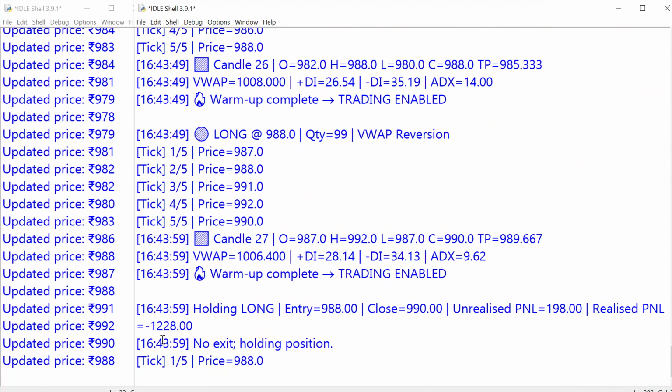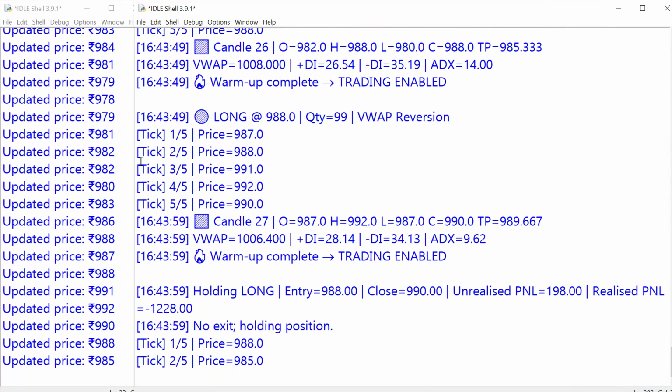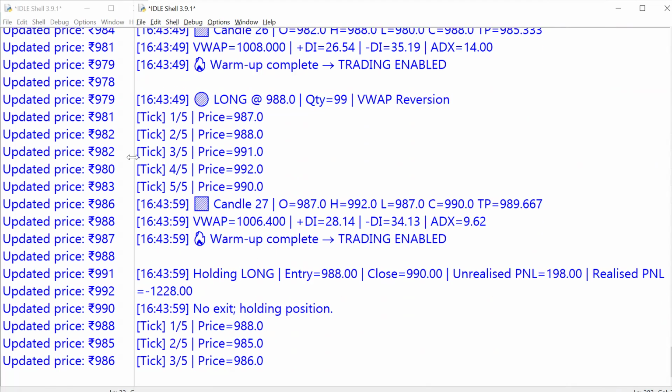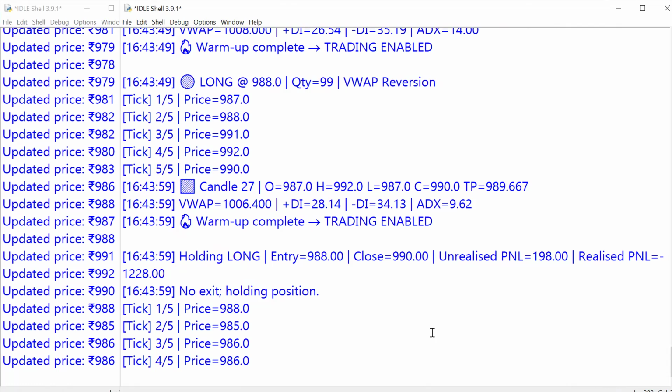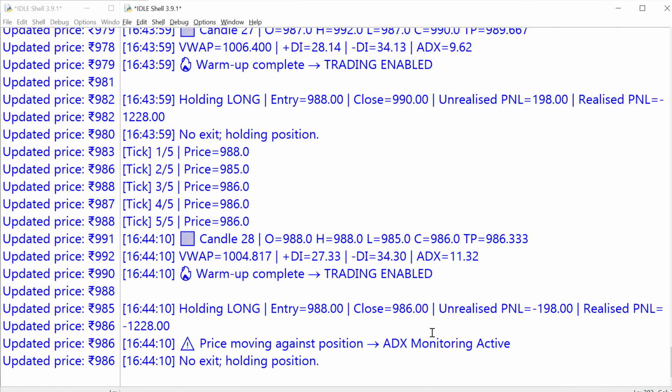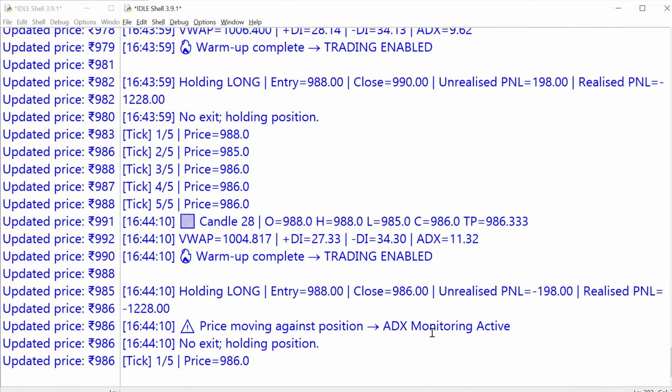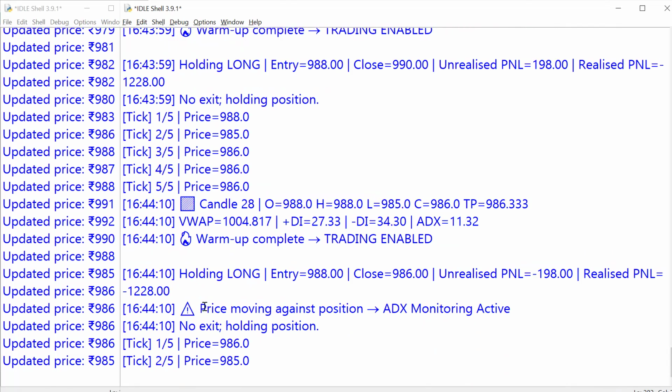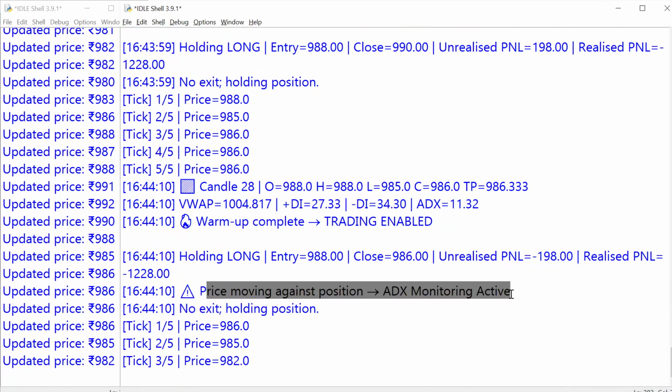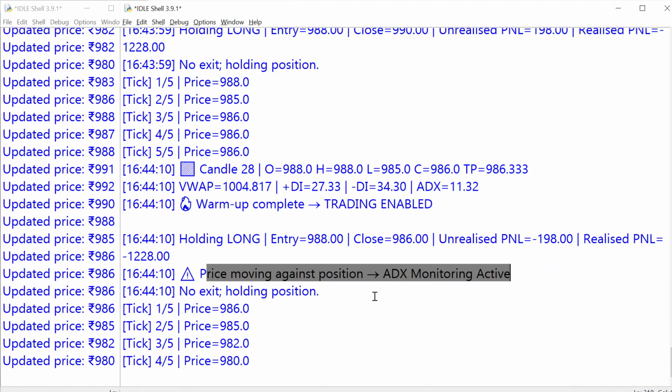Okay, realized PNL is minus 1200. It's completely okay to book the loss. A small loss you can always book so that there is not any big loss. Okay, we have no position because ADX says you have to cut the position because the price is going against you.